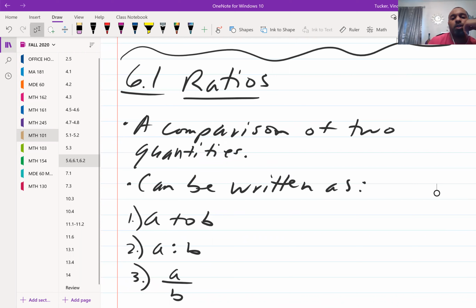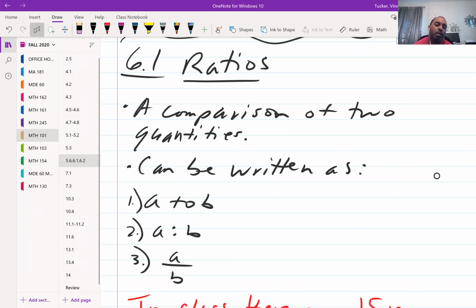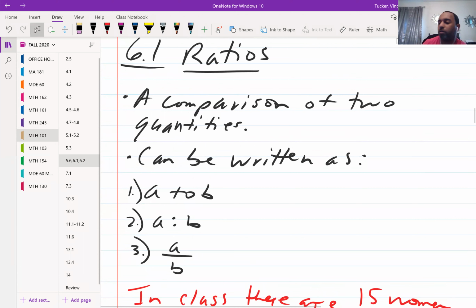All right, so 6.1 talks about ratios. Just a comparison of two quantities. And it can be written one of three ways: A to B, A colon B, or A over B as a fraction. Most of the time, as far as the calculation, we'll be using it in fractional form, A over B. Give me a chance to write that.